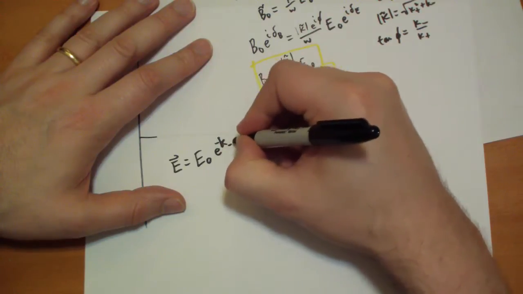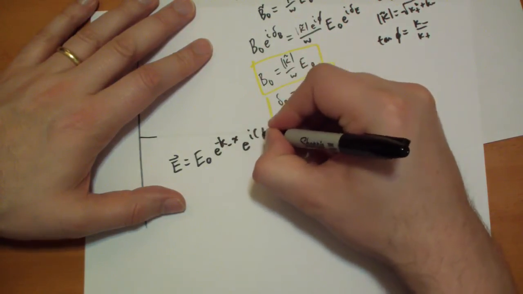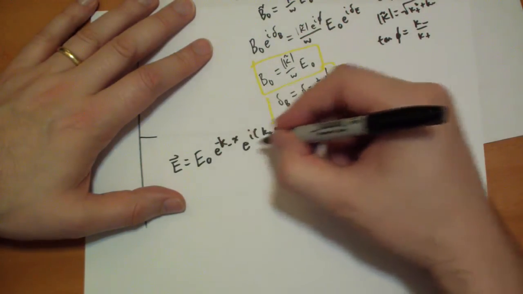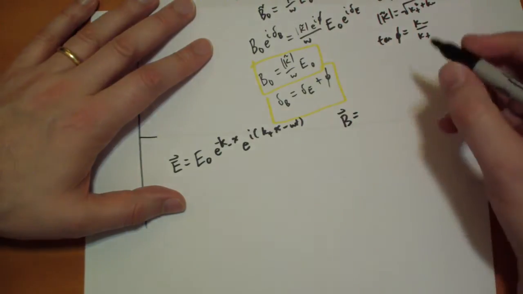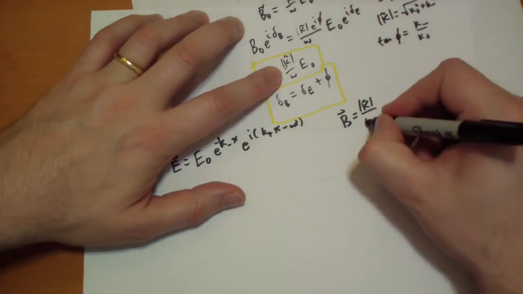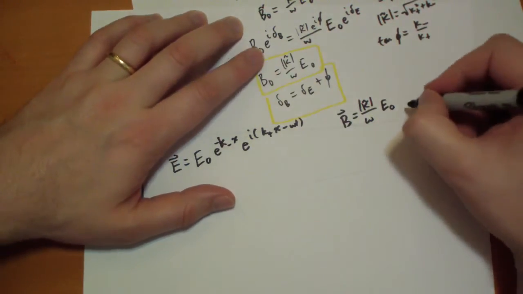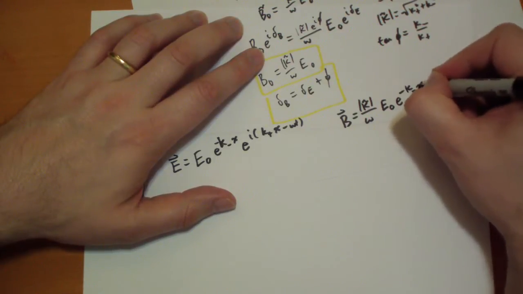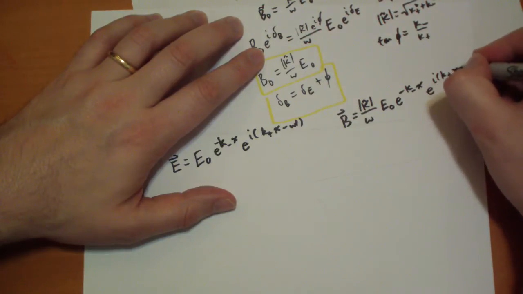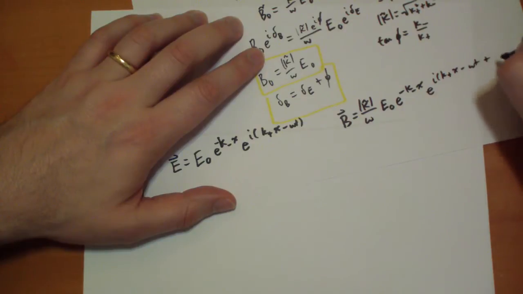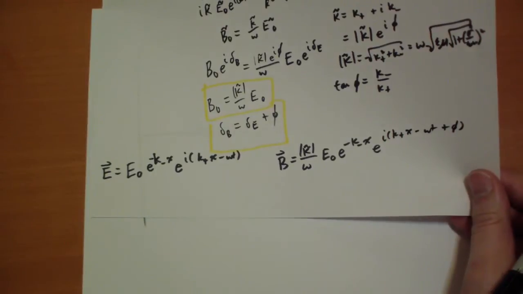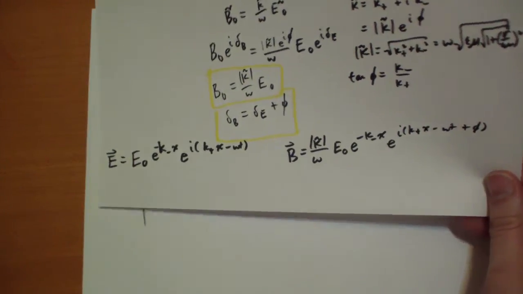This is e^(-κ₋x) e^(i(κ₊x - ωt)). This is the wavy part, this is the attenuation part, and the B vector is going to be the magnitude of the complex k divided by ω times E₀, and then we're going to have the attenuation part just like the electric field, and then e^(i(κ₊x - ωt + φ)). It has this phase constant introduced that puts it out of phase with the E field.